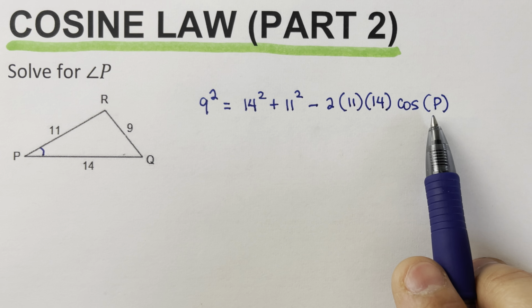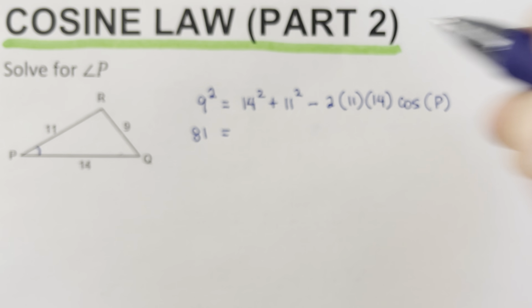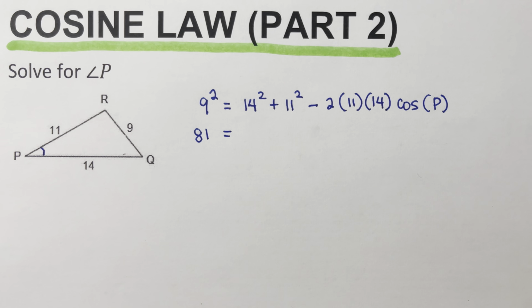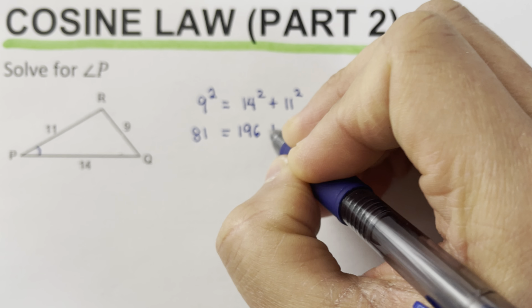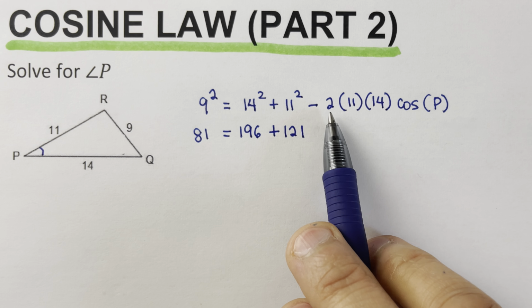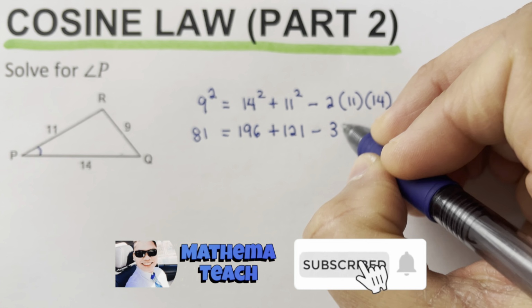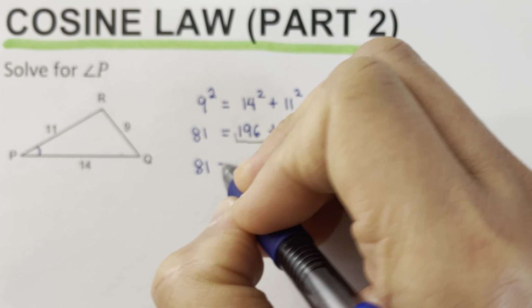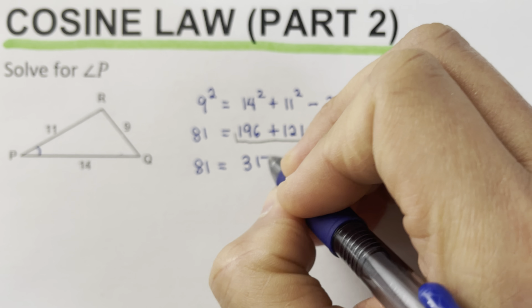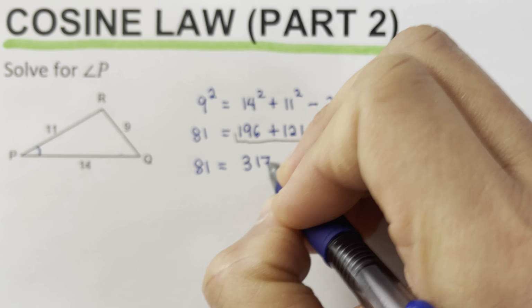So what we do next is we simplify this. 9 squared is 81, equal to 14 squared, which is 196, plus 11 squared, which is 121, minus, we multiply these three together, 2 times 11 times 14, that would be 308, and then we are left with cosine P. We combine these two terms, so 81 is equal to 317 minus 308 cosine of angle P. Then we subtract 317 from both sides.